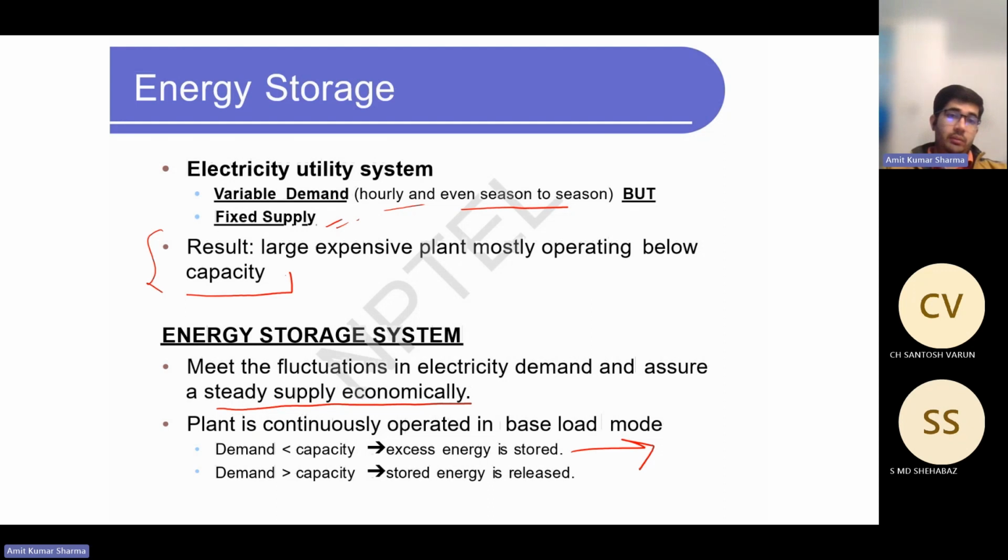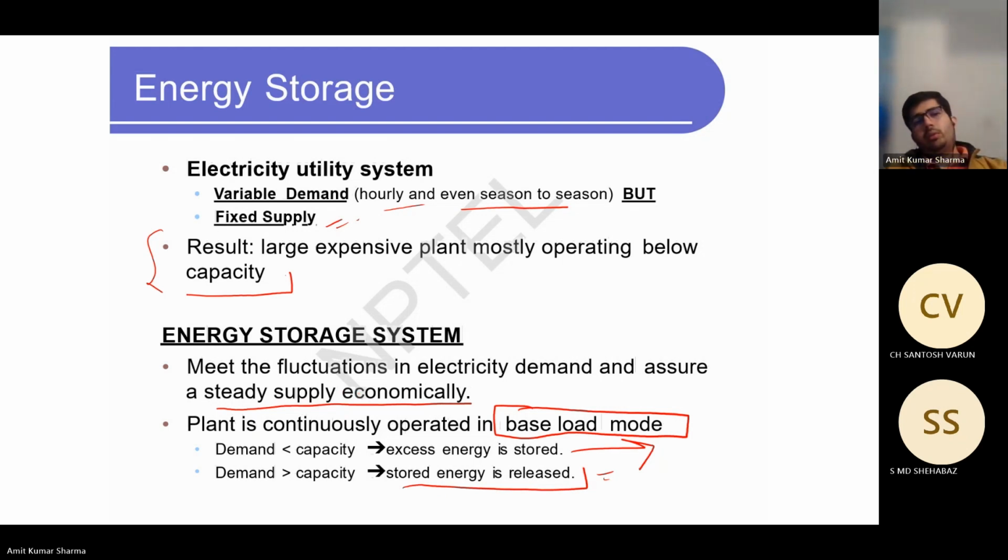If demand is greater than capacity, then what we will do, we will release the stored energy. In this way our plant will operate in base load mode. We will get maximum efficiency and it will also cover the throughout demand.